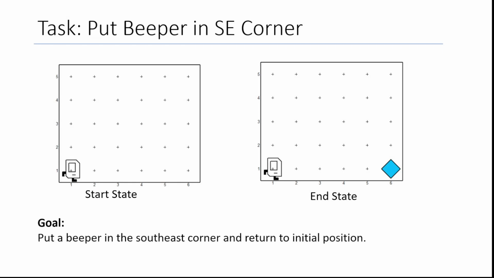We have a task which is called put beeper in southeast corner. So it's on the east and the bottom is south, so we call that southeast corner. So the starting state, you don't have anything on the screen, and in the ending state you have one beeper in the southmost corner, and then Karel has to come back to home, which is the first corner, and then face east. Okay, so the goal is to put a beeper in the southeast corner and return to initial position.